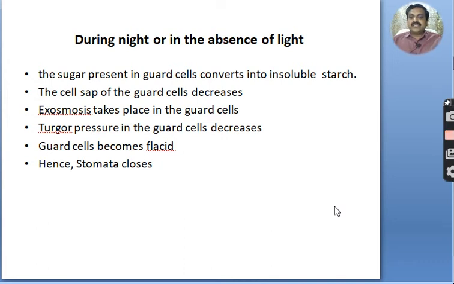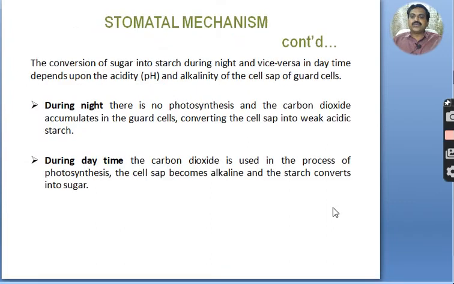As a result, the concentration of the cell sap of the guard cell decreases, which brings in exosmosis in the guard cells. That is, water will be lost from the guard cells to the surrounding subsidiary cells. As a result, the turgor pressure of the guard cells decreases, and the guard cells become flaccid, hence stomata close during night time. This is the actual mechanism.